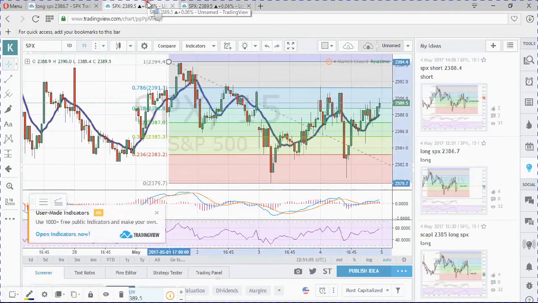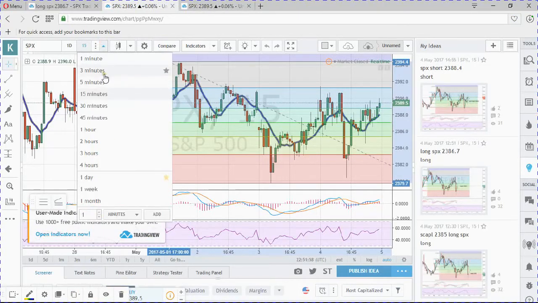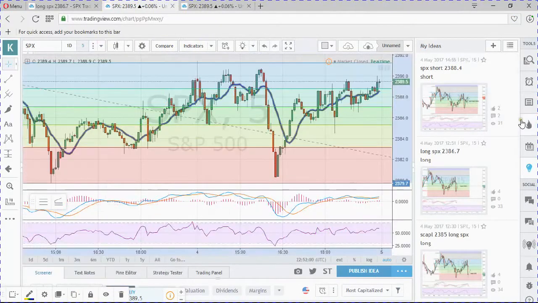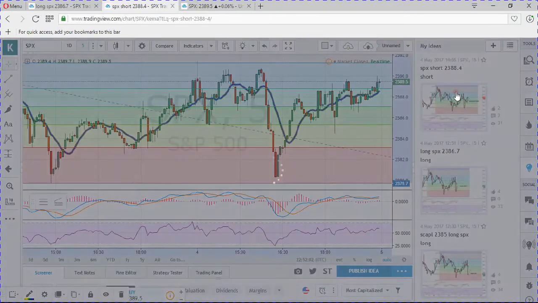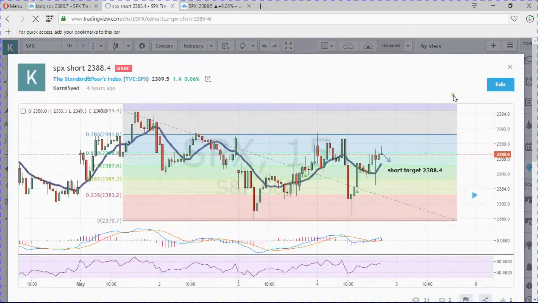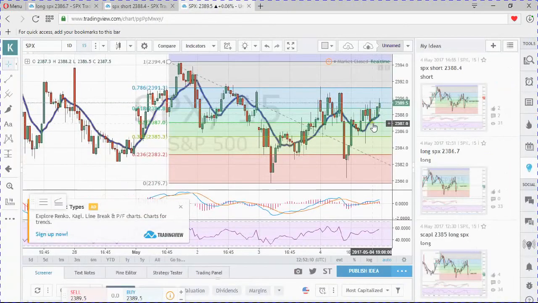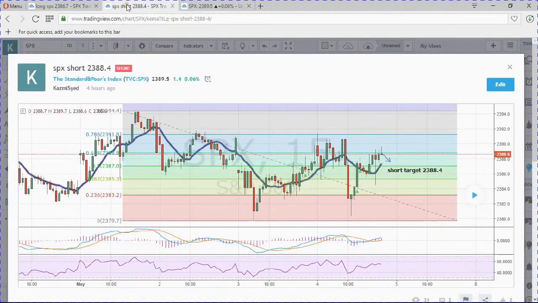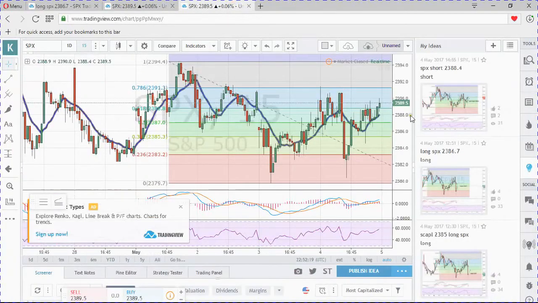So after that, this was my second trade, and it did work well too. After that, the third trade, a scalp trade, was a short one, and here my target was 2388.4. Sorry, pardon me, what's the target? 2388.4. This was the target.